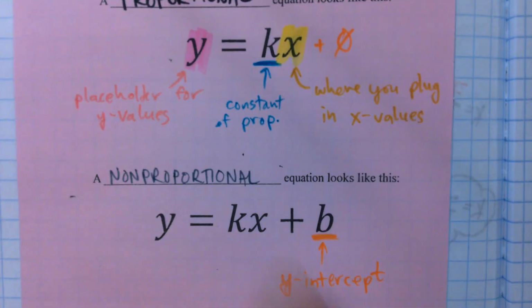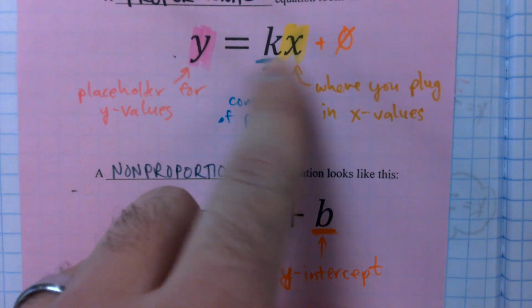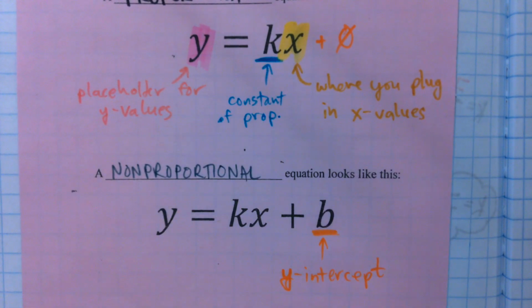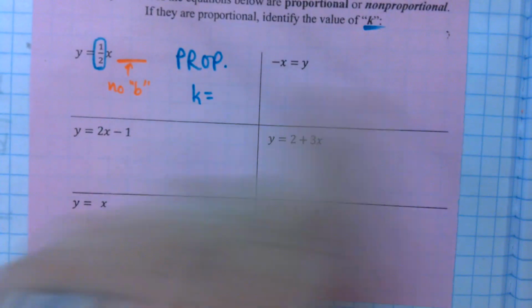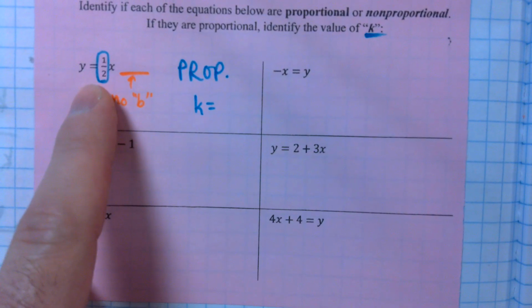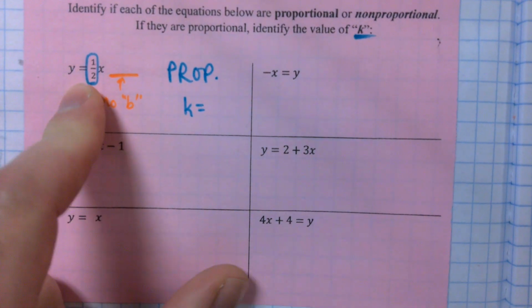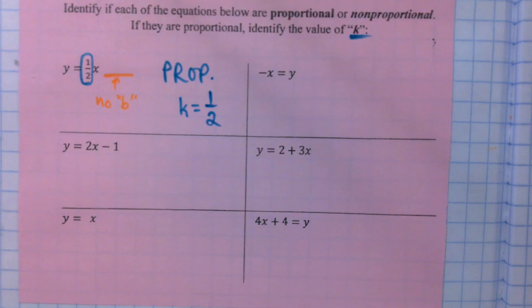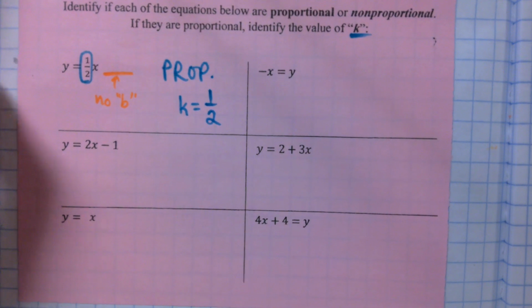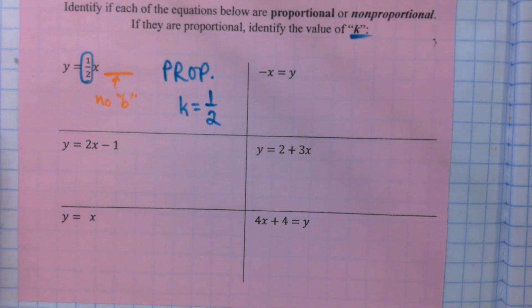So let's go back to our equation. Y is equal to kx. My k value is always going to be attached right next to that x. They're going to be like glued together. So what number is glued to that x in this equation? 1/2. That's my k value. 1/2. You guys see that? Yeah. Okay.